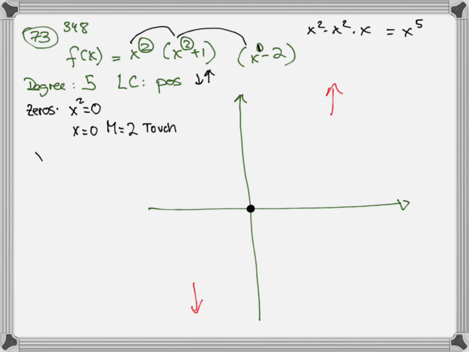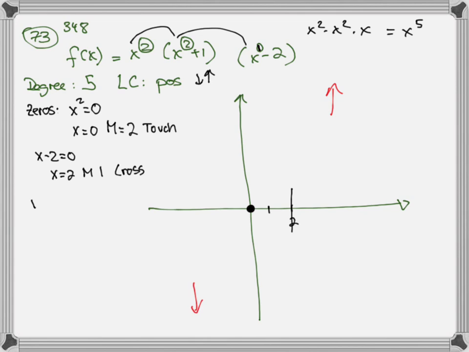Then let's do x minus 2 first. X minus 2 is 0, then x is equal to 2. And the multiplicity here by default is what? 1. If you don't see an exponent, it's always 1. That means this crosses. It just really crosses. It does not go up and down, a little wavy crossing. No, this is just basic crossing.